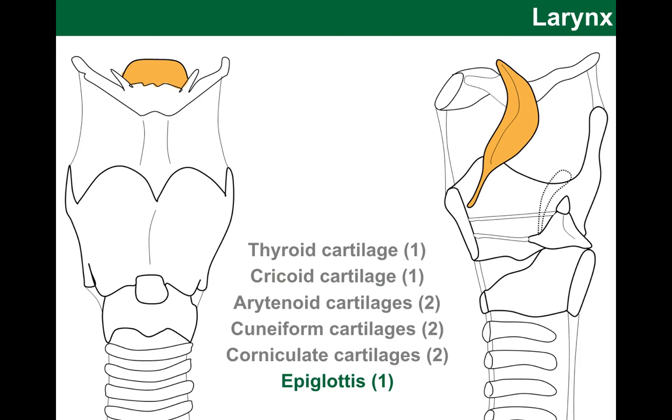Next, we will look at the epiglottis. And again, as with the previous ones, there is only one of these. The function of this flap-like structure is to close and seal off the respiratory pathway when one swallows. At all other times, it is open. This is important because ensuring a constantly clear airway is our priority.